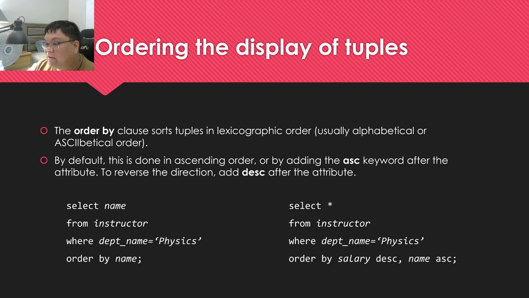Here's a similar query. Select everything from the instructor table where department name is physics, order by salary descending, name ascending.